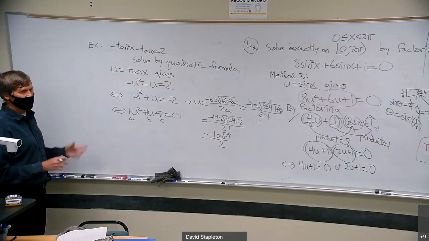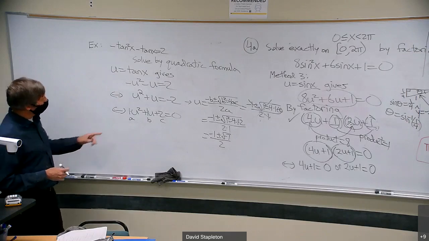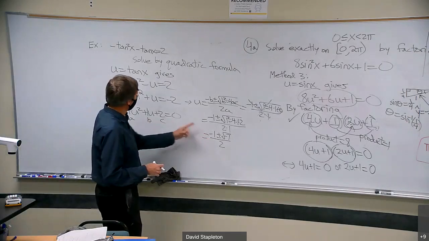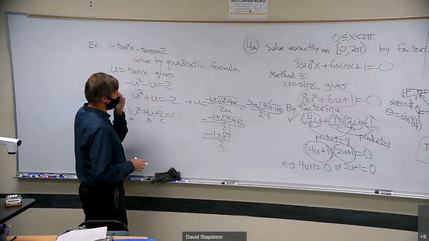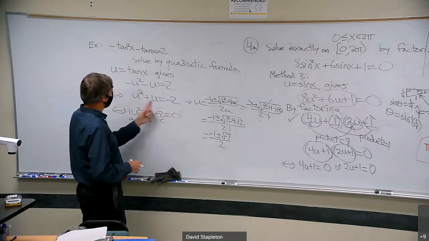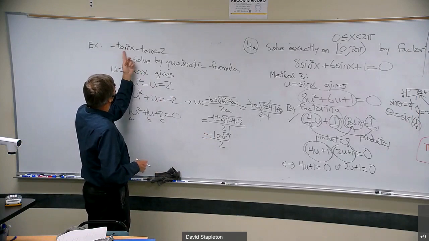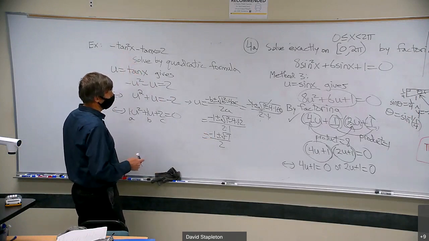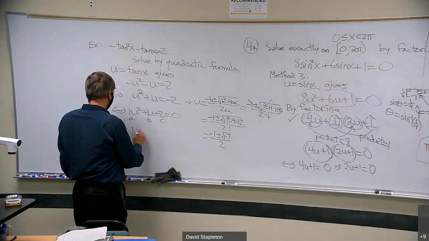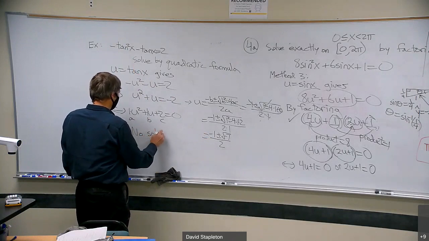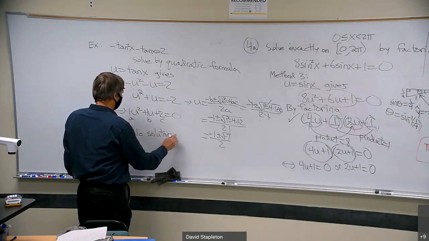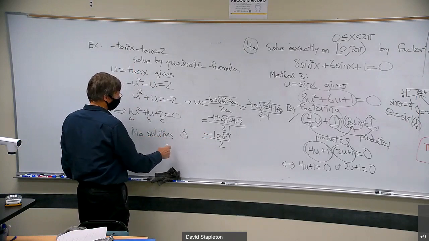No solution, I'm done. If this quadratic formula comes out with no solution, then the original equation had no solution. There's no number you can make u to make this work, and there's no number, no tangent x that'll make it work either. So no solution. If you want, you can put this for the empty set.